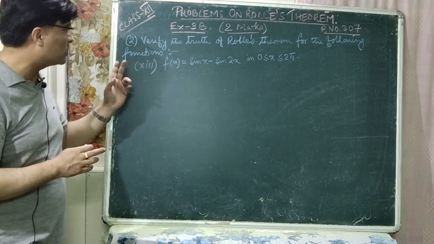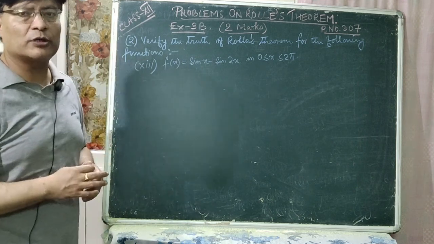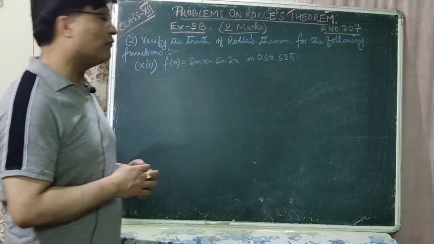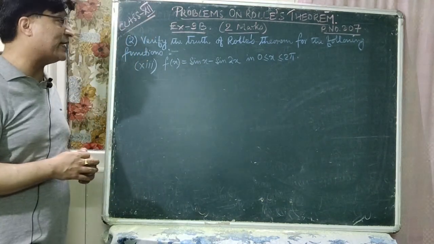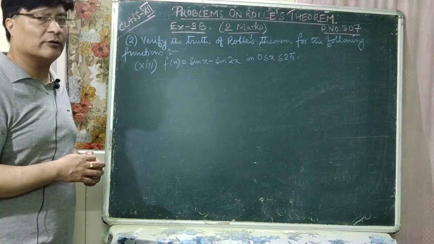Now today we'll do number 13 of question number 2. So this is about your trigonometric function. The function of x is given as sin x minus sin 2x in 0 less than or equal to x less than or equal to 2 pi.